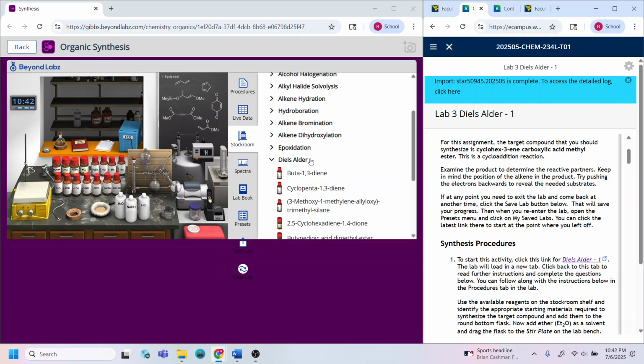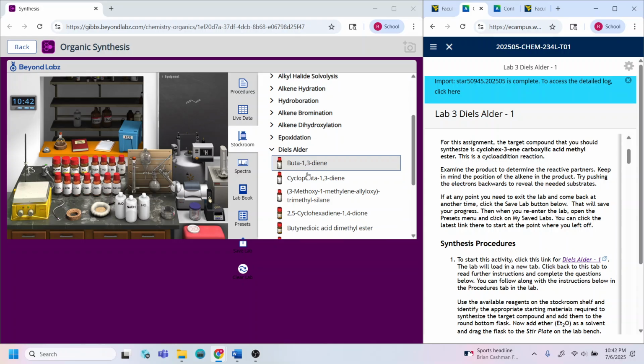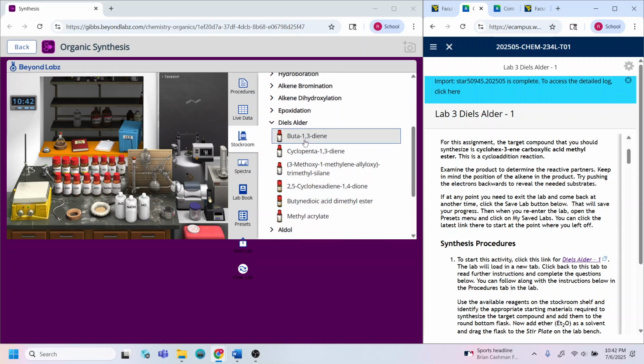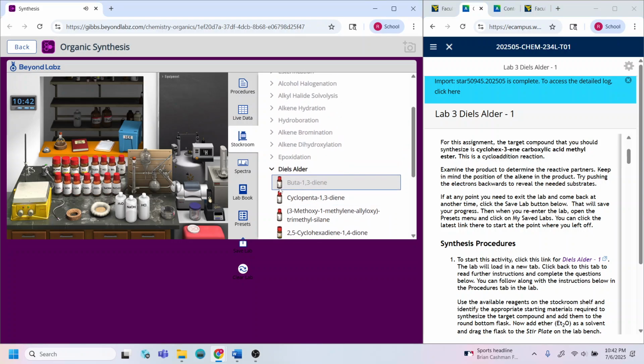Make sure that your experiment opens to the Diels-Alder reaction. From here, you're going to choose your chemicals. So we said that we would need the 1,3-butadiene. Guys, every time you click on a chemical, it's just going to disappear, so you cannot use it again. If you want to use it again, you have to close the experiment and start all over again.